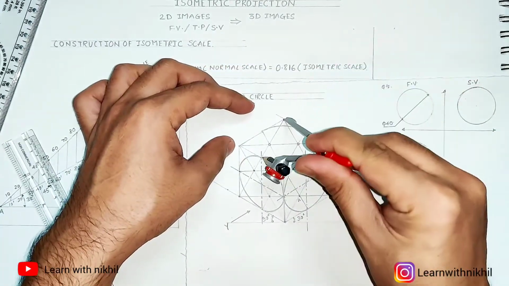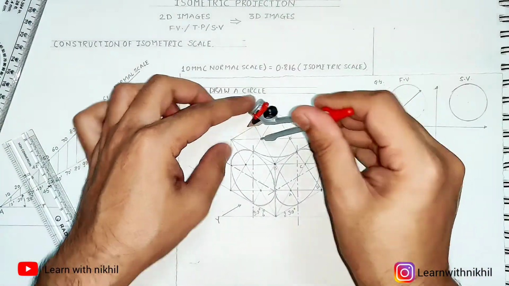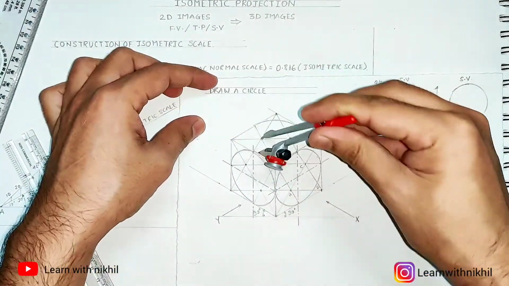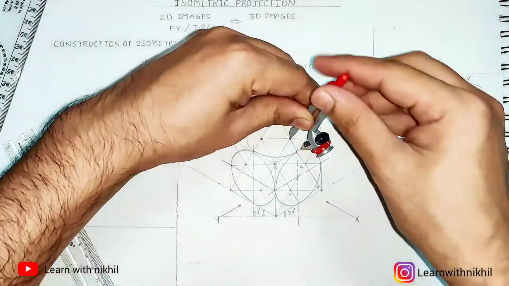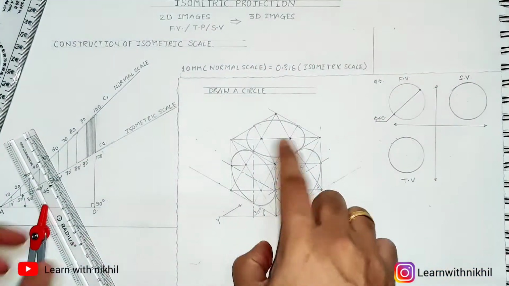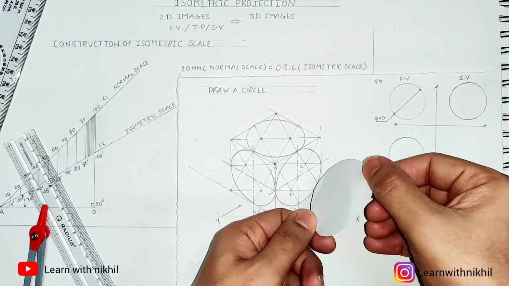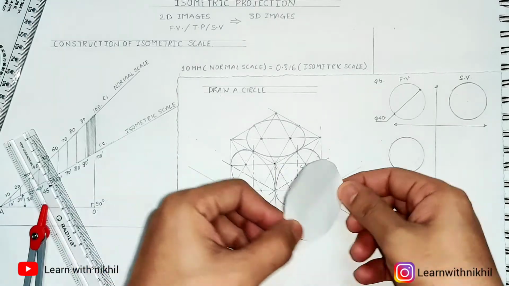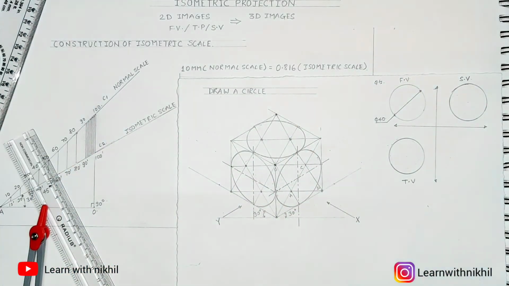Same procedure as the previous. Reducing the radius from this point. So the ellipse from the top side will look like this. Top side, front view, side view. With this we can draw the circle in any projection.